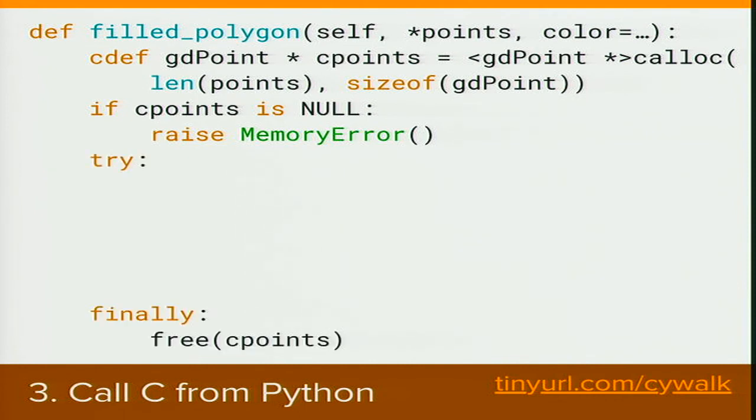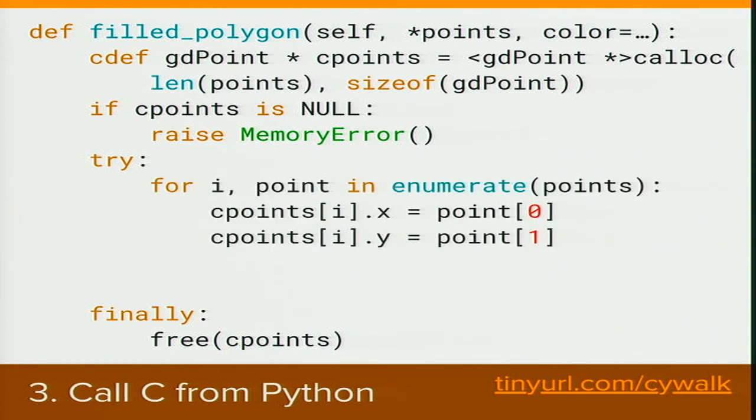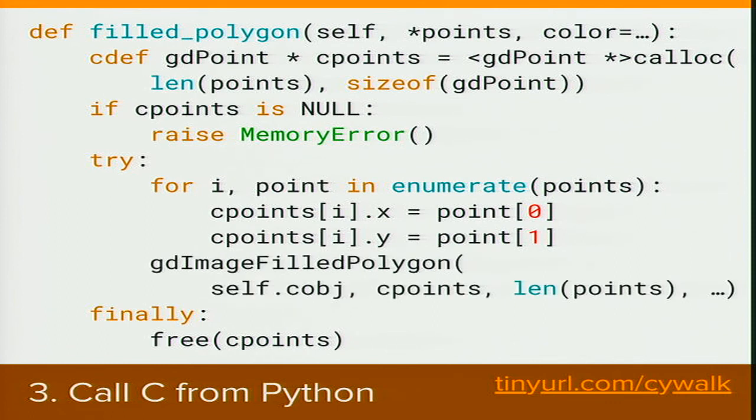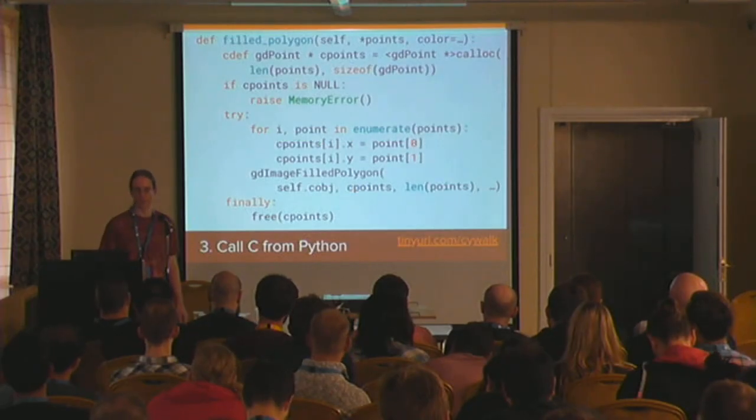Now, really importantly, we have to wrap the rest of the function in a try finally clause, because whatever happens, we need to make sure that we free that C points array, otherwise we've got a memory leak. Getting to the actual implementation, for I point and numeric points, we just copy the values from those Python points into the X and Y members of the structures that we've just created as C points. And then eventually we actually get around to calling gd_image_fillPolygon. Self.c object is the first parameter, C points is the second, and so on and so forth.